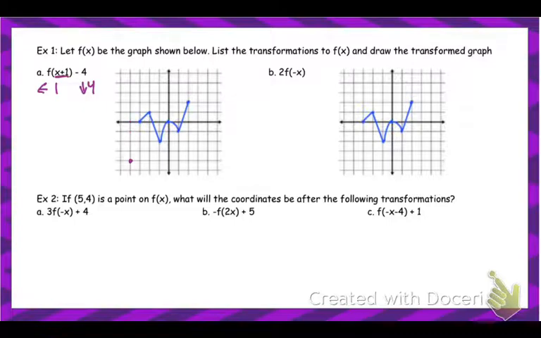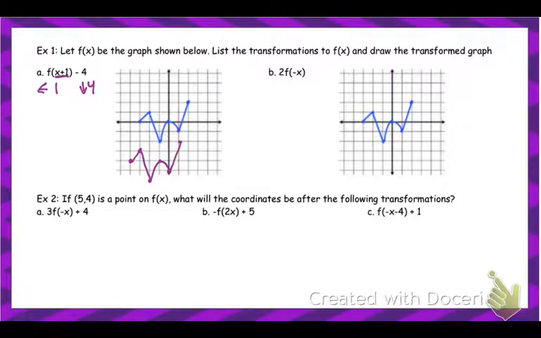So with this one, I would go left 1, down 1, 2, 3, 4. Same thing, left 1, down 4. We're just going to go off my graph. Left 1, down 4. Left 1, down 4. And left 1, down 4.